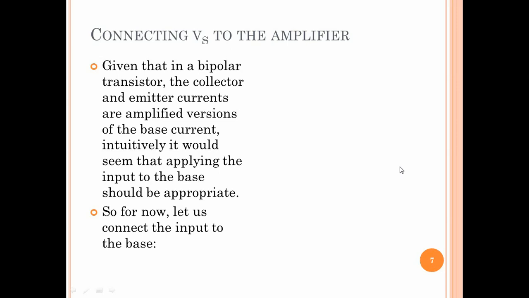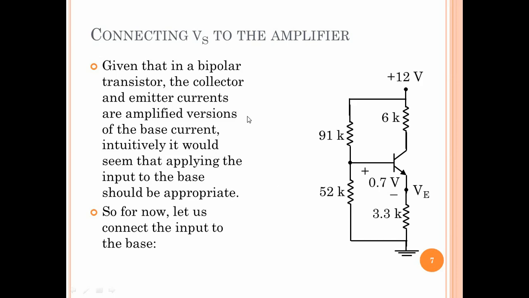Now, given that we know that in a bipolar transistor, the collector and emitter currents are amplified versions of the base current, it would intuitively make sense that we connect the input to the base and take the output at the collector or emitter, and hopefully that will work. Right now, let us assume that, and so let's connect the input to the base. So here is our circuit, and we connect the input to the base of the amplifier. Alright, so let us see.